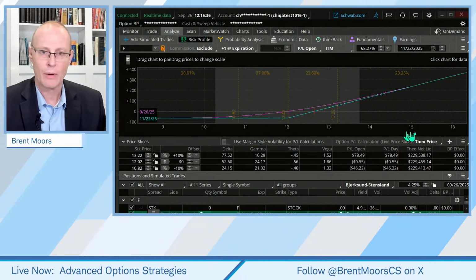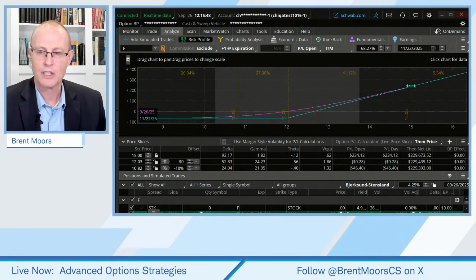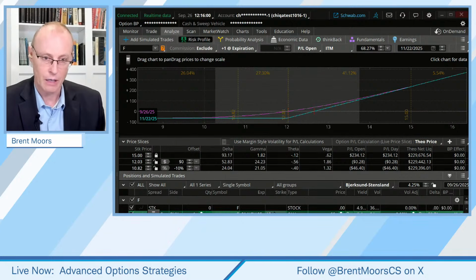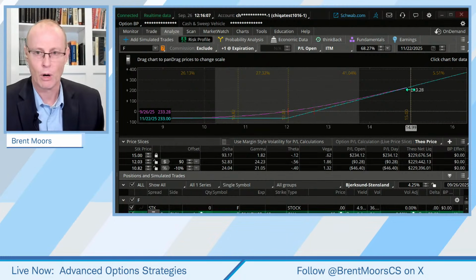Now, if I go here and look at the probabilities, these slices right here, this dashed line tells me the probabilities of the stock being above or below this particular level. What are the odds that the stock is above $15 on expiration? About 5.5% there. Not much. That would require a pretty big move forward. Okay, so that's the first thing.